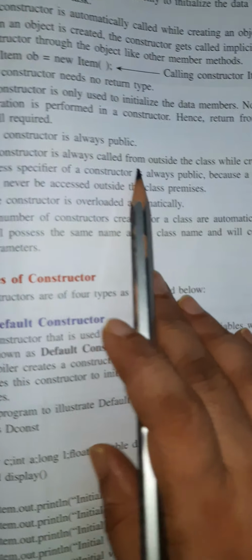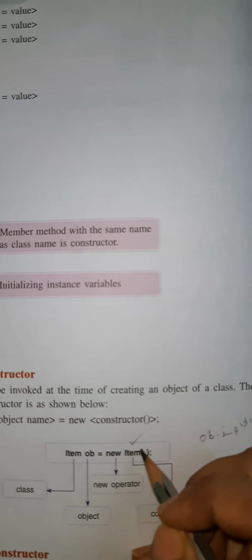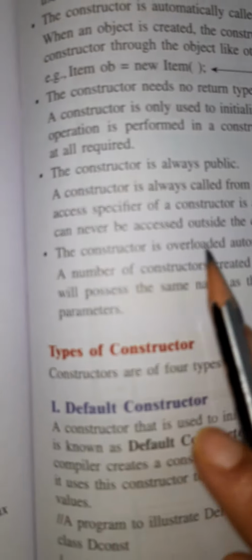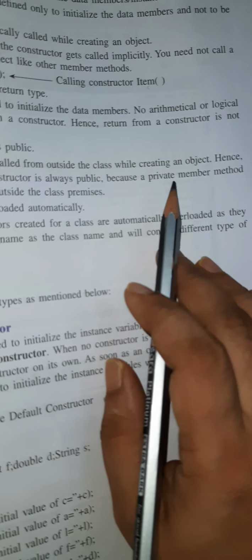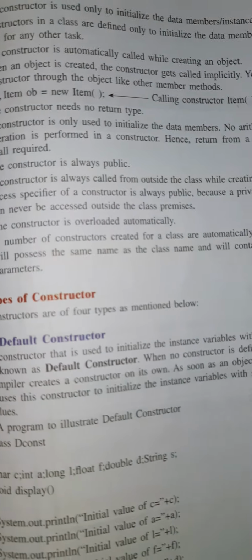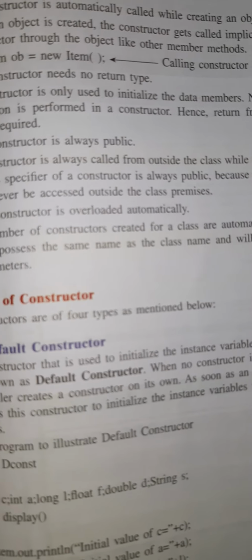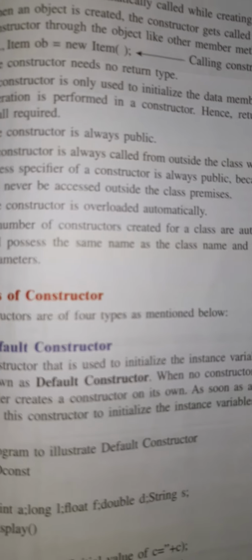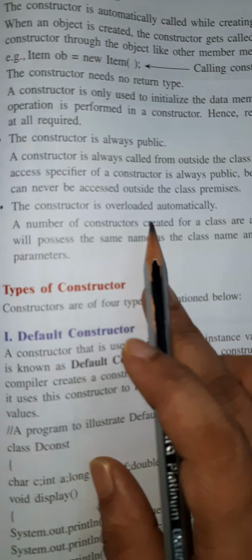Constructor is always called from outside the class while creating an object. It is always kept public so that it can be called automatically, because a private member method can never be accessed outside the class premises, and then it will not be executed. So if you give private, it will not work; it should always be public so that from outside the class it can also be executed. The constructor can be overloaded.